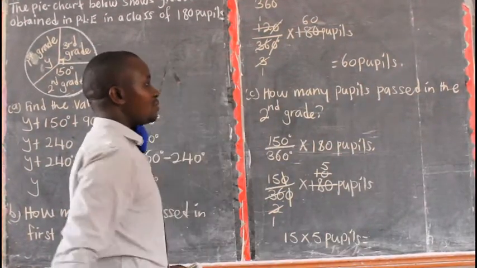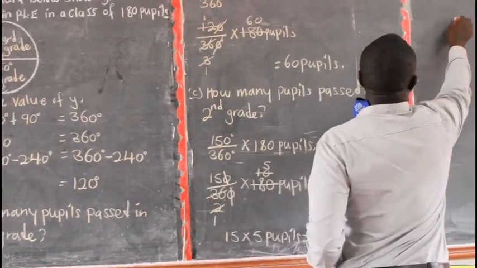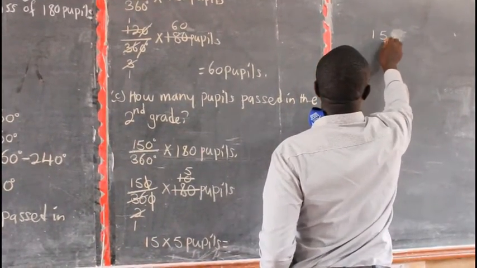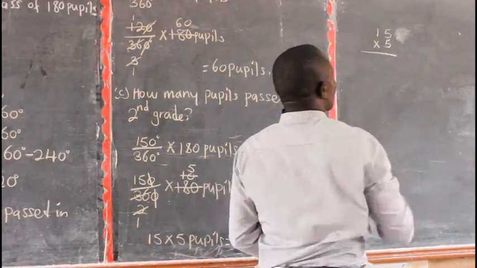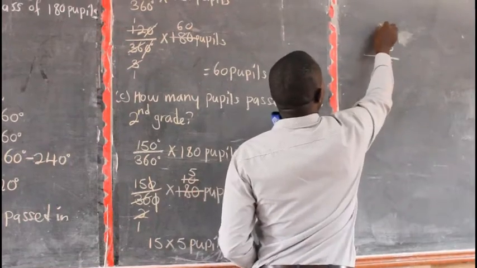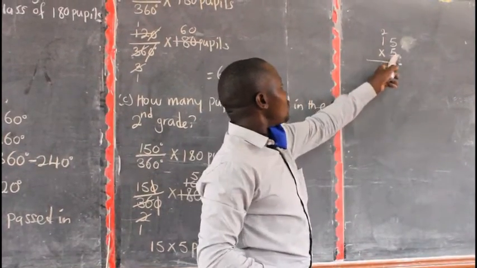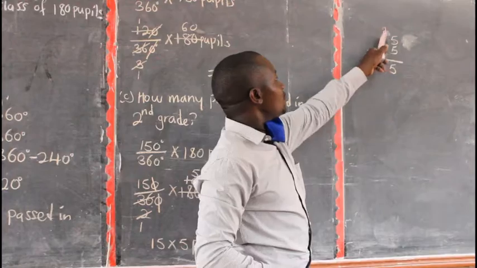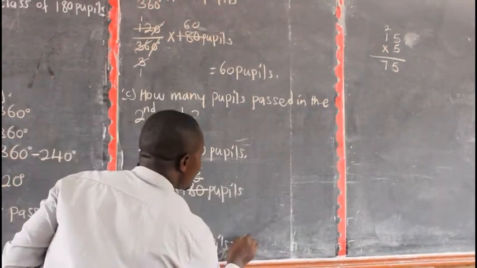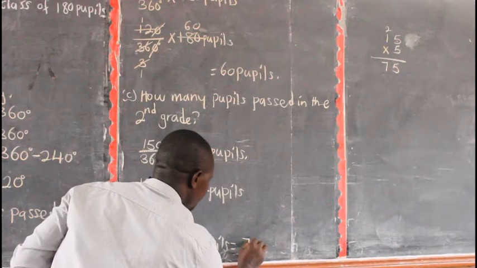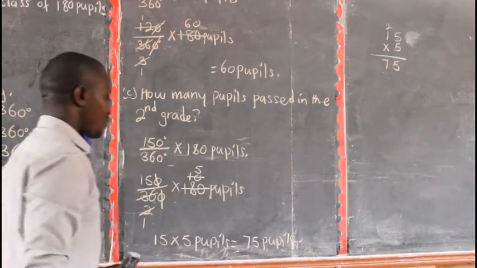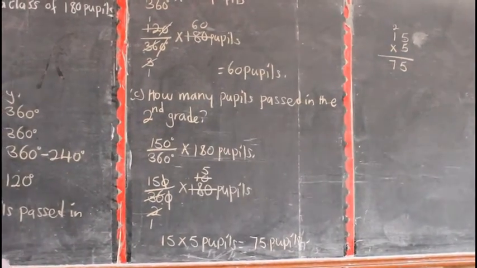15 times 5. It is side work. Let's arrange vertically. 5 times 5 is 25. You write 5 and we group 2. 5 times 1 is 5 plus 2 is 7. So the answer is 75. 75 pupils passed in the second grade.